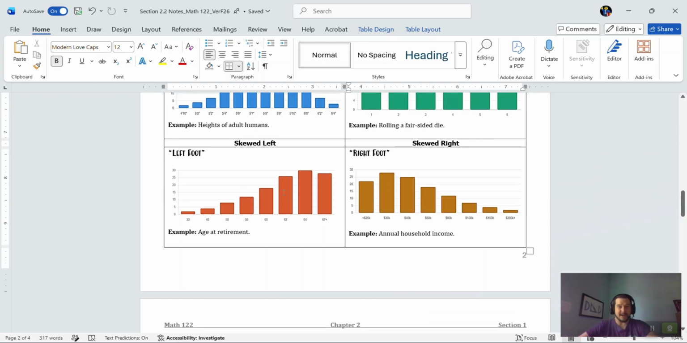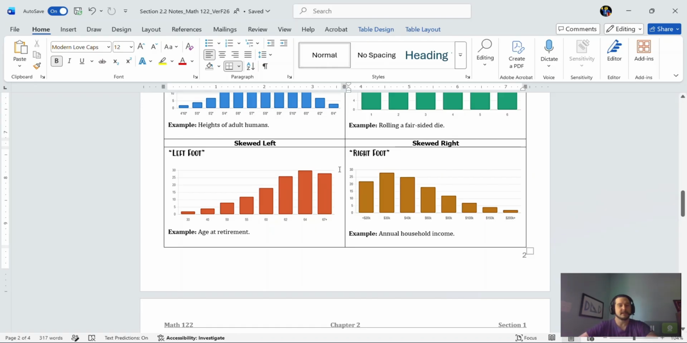And then skewed left, you can think of as like a left foot. If you were to take your foot out of your shoe, your left foot, and take your sock off, most feet kind of have this shape going on for it. All right, so the big toe on the right and then the small toe on the left. And this is a left skewed distribution, which can kind of be a backwards concept because the taller bars are on the right.